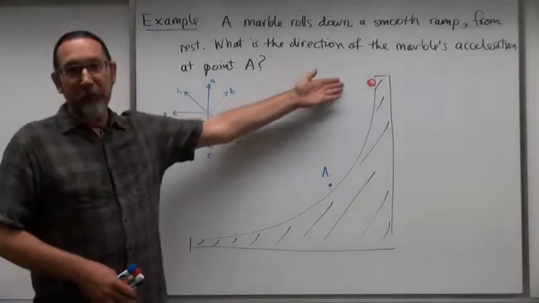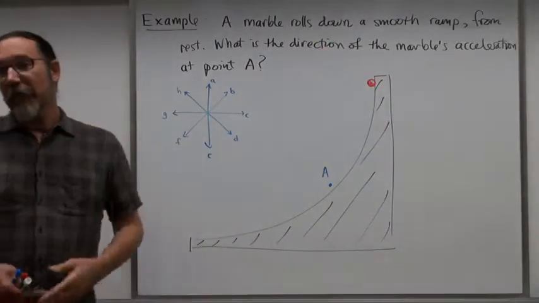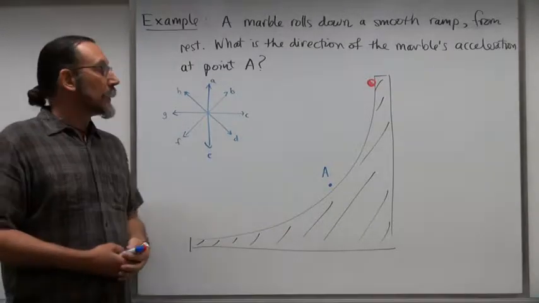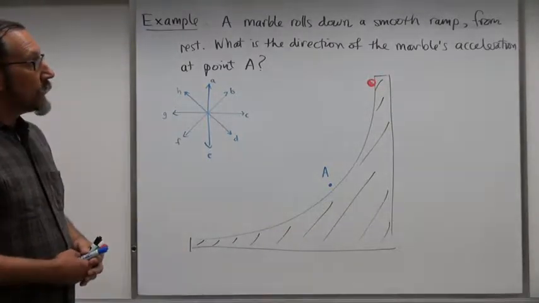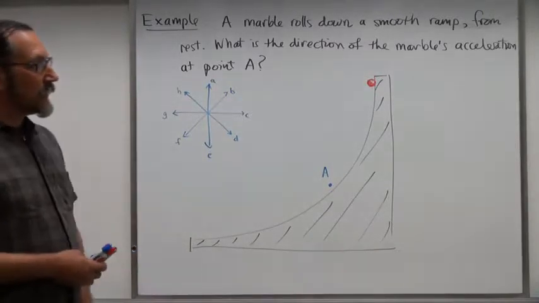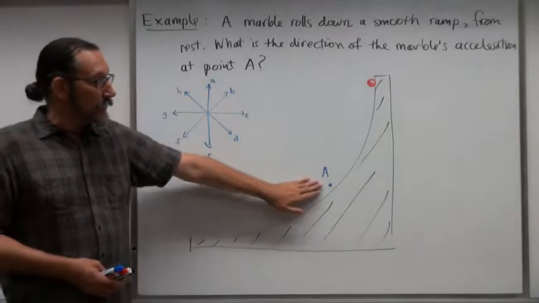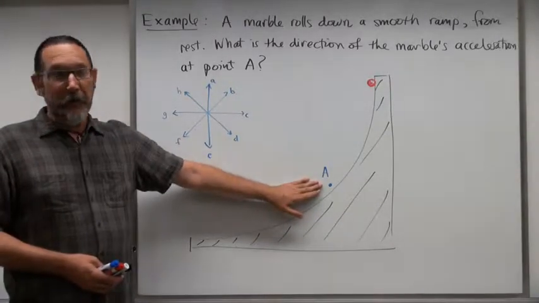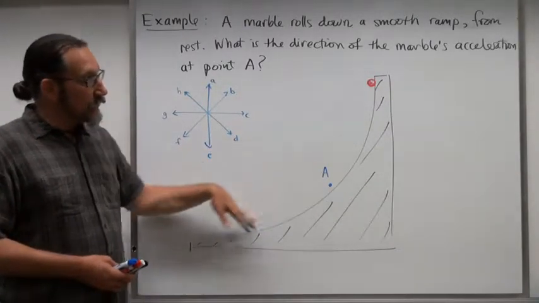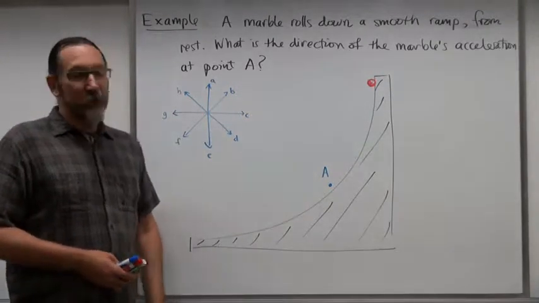And we're releasing the marble from rest, we're going to let it go, and it's going to roll down this smooth ramp, so it's going to go faster and faster as it goes down the hill. So I'm going to give you a second to think about it, and in fact you should pause the tape until you decide which way you think the acceleration points to the marble when it goes through this point. And again, just think about how you think it's moving. Just take 5 seconds to think about which way this is going to go.